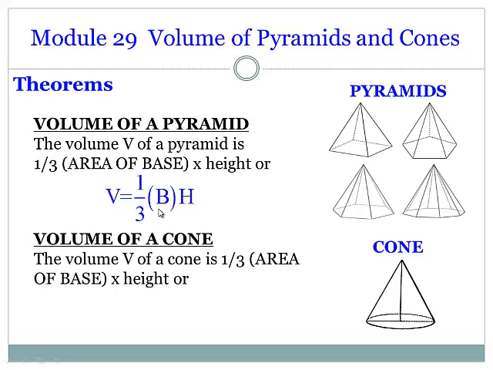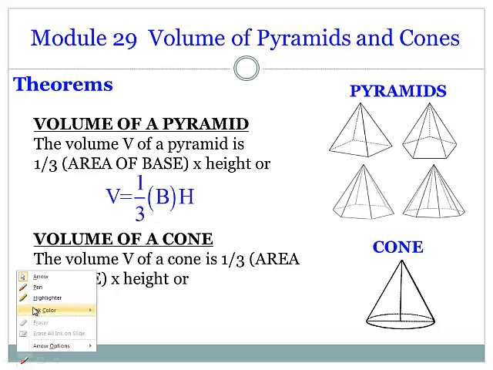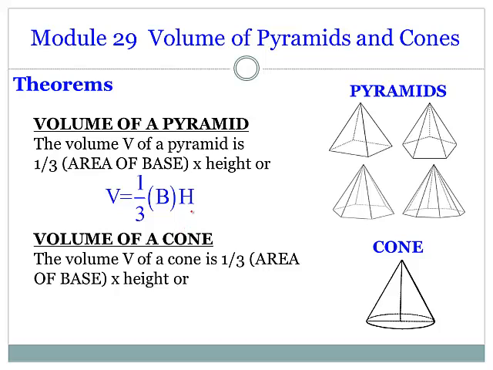So it's 1/3 of whatever the base is, the big B, which I'll be referring to, times your height, which is always going to be the distance from the tip of the pyramid down to the central part, and it will be perpendicular. It also cuts the side in half, or bisects it, if you draw it. So that's 1/3 big B times big H.